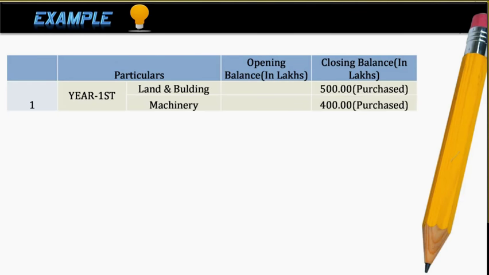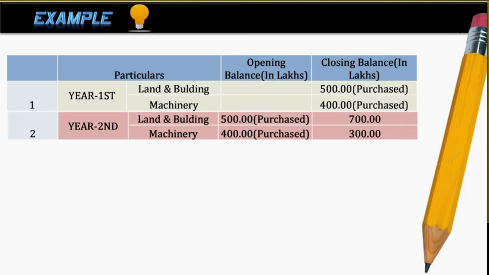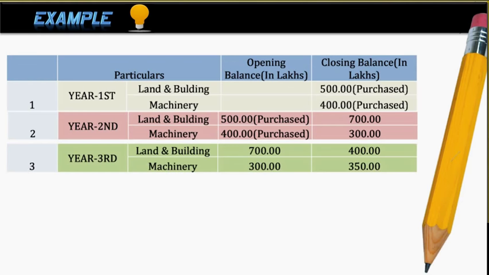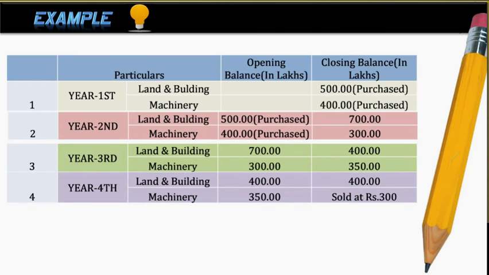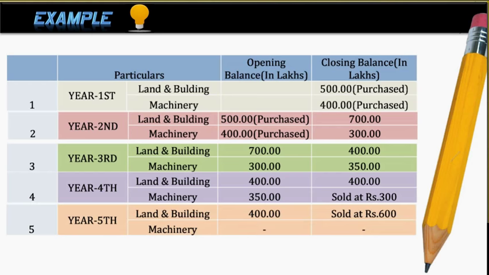Year 2, company revalues land and building to rupees 700 lakhs and machinery to rupees 300 lakhs. Year 3, company revalues land and building to rupees 400 lakhs and machinery to rupees 350 lakhs. Year 4, company sells its machinery for rupees 300 lakhs. Year 5, company sells its land and building for rupees 600 lakhs.